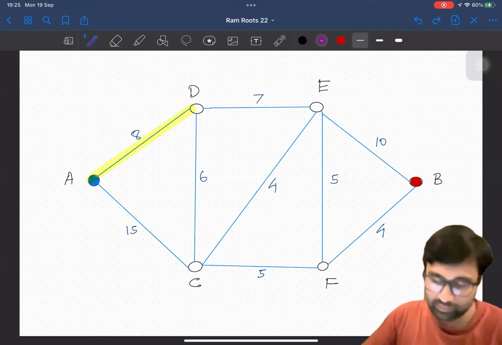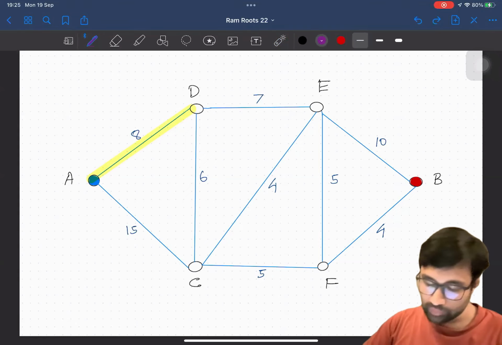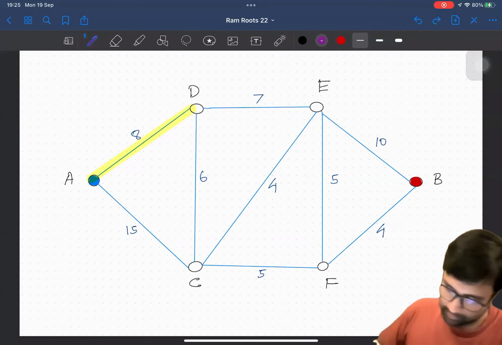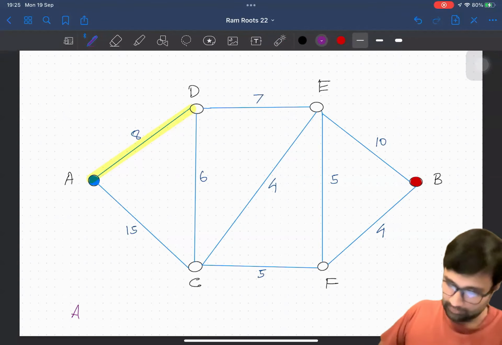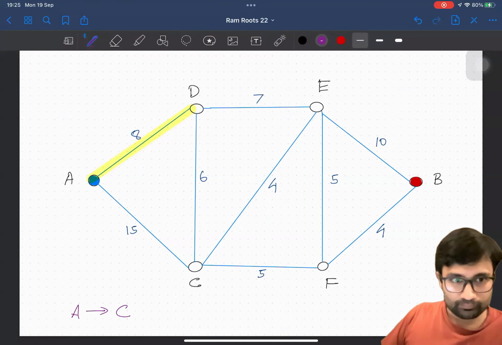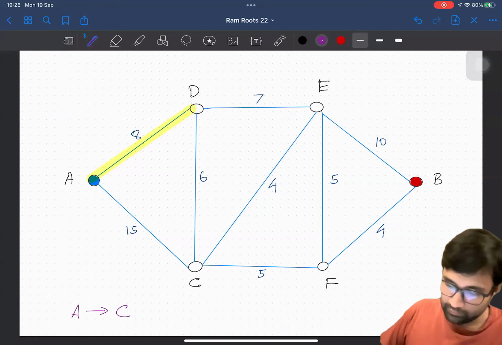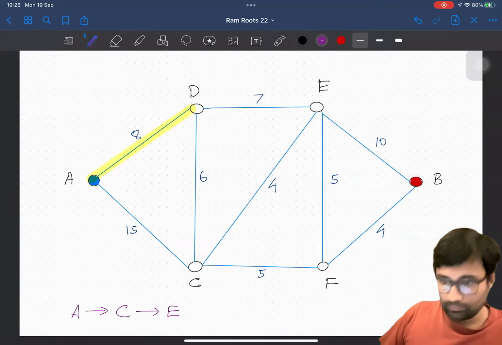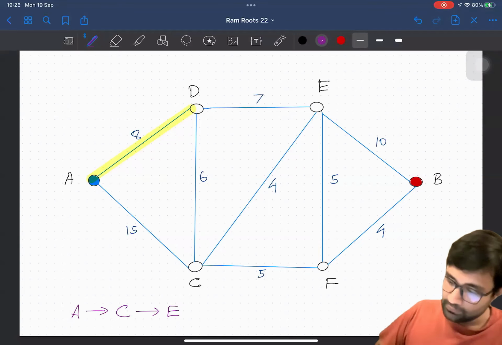Can we make a small list here? So from A, I can go to either C or D, right? Yes, sir. So let's say I go to C. Then where can I go? We can go to either D, E, or F. Okay, so maybe I go to E. From E, we can either go to F or B directly. So either you go to B directly, or maybe you go to F and then you go to B.